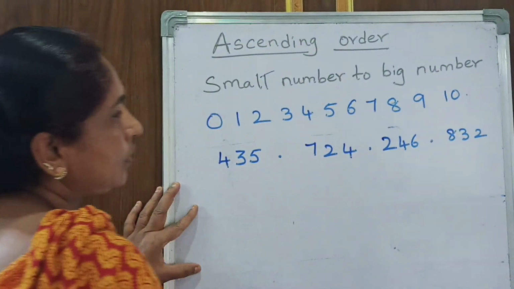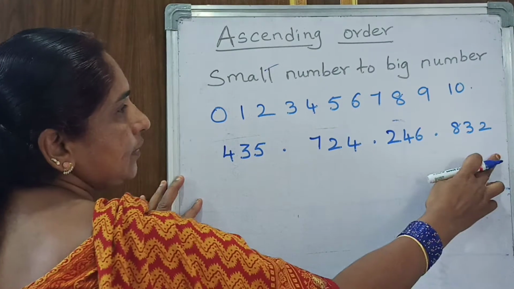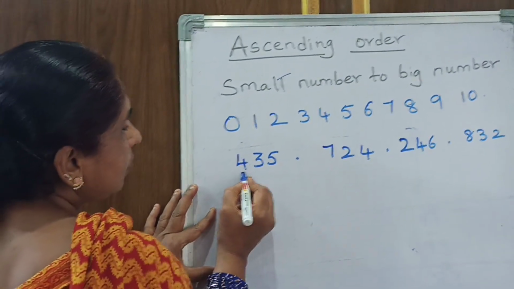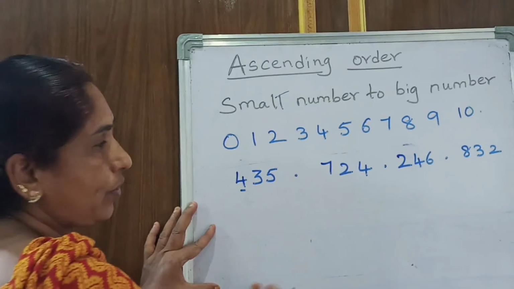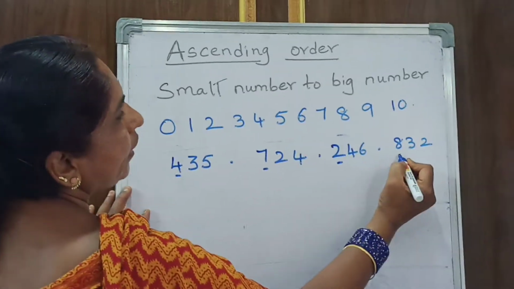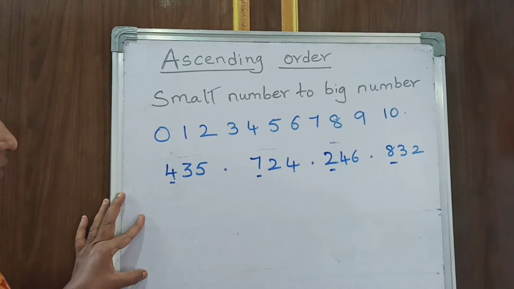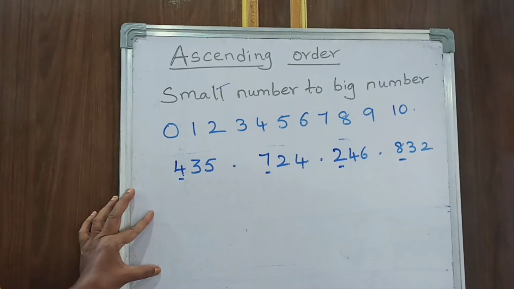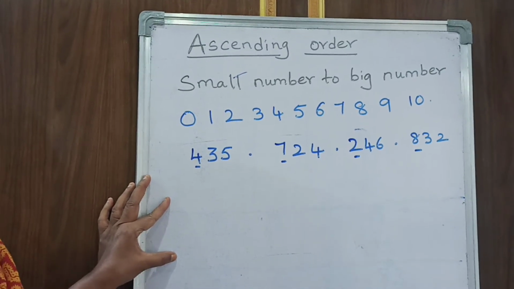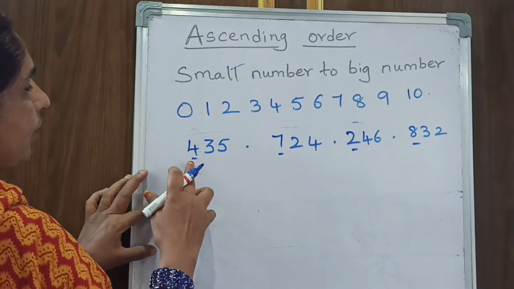And 832. So here we are having 3 digits. See, now see the first one. What is the first number? 4. Underline for 4. Here 7. Here 2. Here 8. See, all the numbers are different. They are not having the same numbers or similar numbers. Is it clear, children?